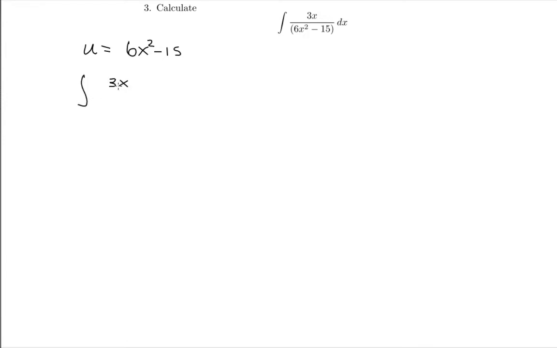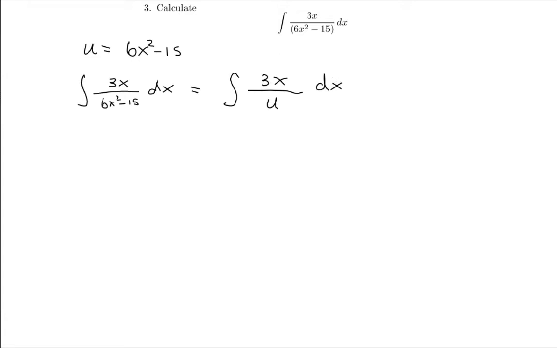So we have the integral of 3x over 6x squared minus 15 dx. And now I'm going to put in the u here. I'm not doing any calculus. I'm just replacing all of the 6x squared minus 15s that I find in my integrand with u. So that's just the thing on the bottom.